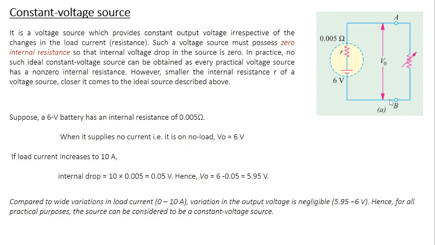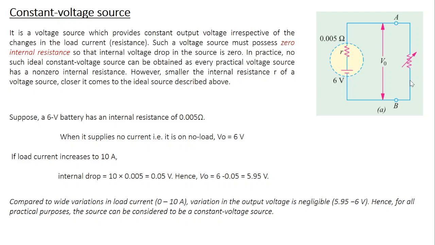Now you short circuit this using a resistance here, and by choosing an appropriate value of the resistance, suppose you manage to get a load current of 10 ampere. Now what is the internal drop? The 10 ampere current is going to flow through the load resistance as well as the internal resistance. So the internal drop is going to be current 10 ampere multiplied by internal resistance 0.005 ohm, which is 0.05 volt. So out of 6 volt, 0.05 volt drops internally, and the remaining 5.95 volt is going to drop across the load resistor.